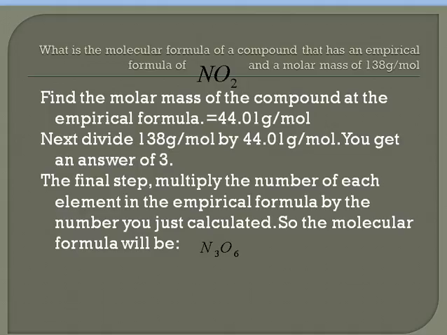For question 5, we're trying to find the molecular formula of a compound that has an empirical formula of NO2 and a molar mass of 138 grams per mole. To first start out, we need to find the molar mass of the compound at the empirical formula level, which is equal to 44.01 grams per mole. Next, we're going to divide 138 grams per mole, which is in the question, by our calculated molar mass of the empirical formula of 44.01 grams per mole. You should get an answer of 3. The final step is to multiply the number of each element in the empirical formula by the number you just calculated. So the molecular formula will then be N3O6.